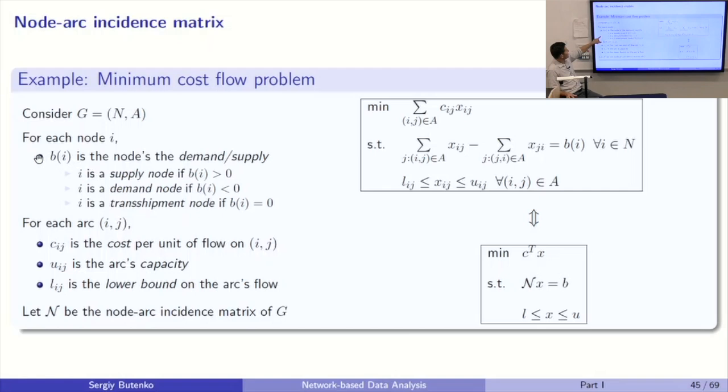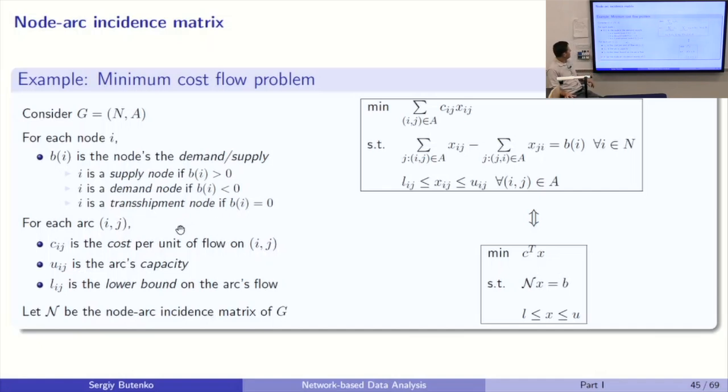You have this B of I, right? So it can be either a supply or a demand node, and I will be a supply node if B of I is positive. So this means that you have a supply of the good, and then we call it a demand node if B of I is less than 0. So essentially there are supplies, there are demands, right? So you need to satisfy the demands by sending the supplies from supply nodes to the demand nodes, right? So you need to do it at the optimal cost. So there are transshipment nodes. Transshipment nodes are the nodes that have no supply or demand. You just pass through these nodes, right?